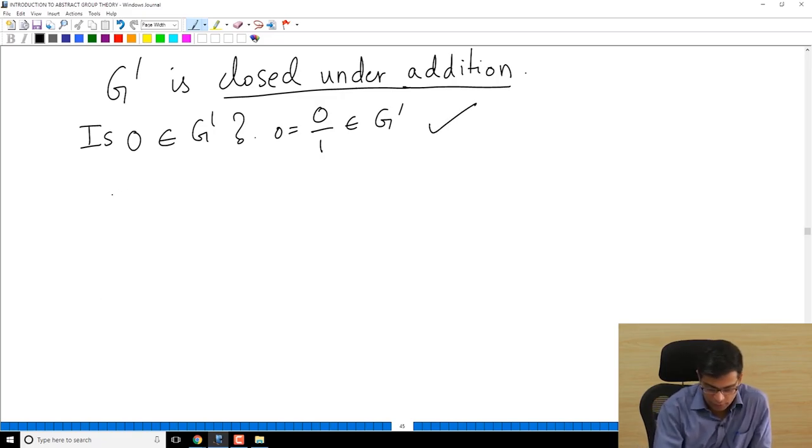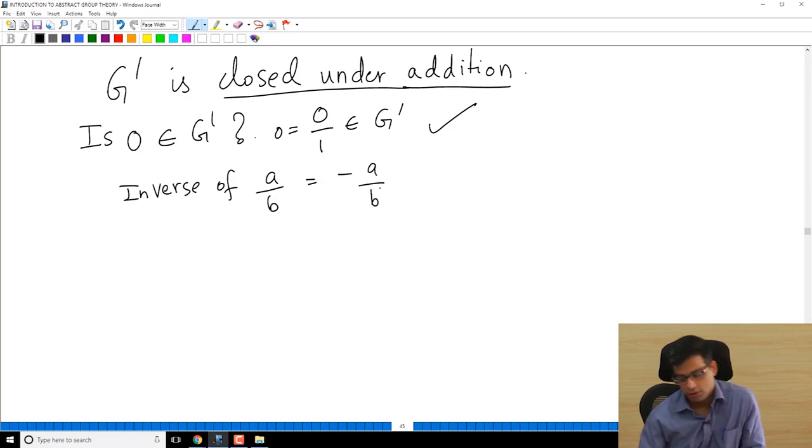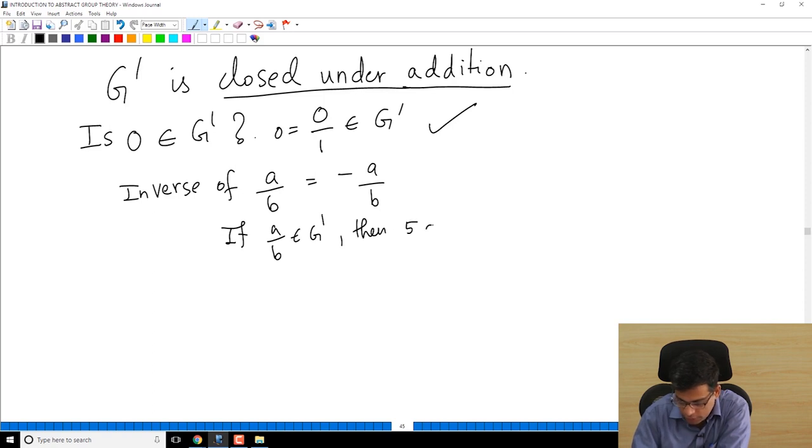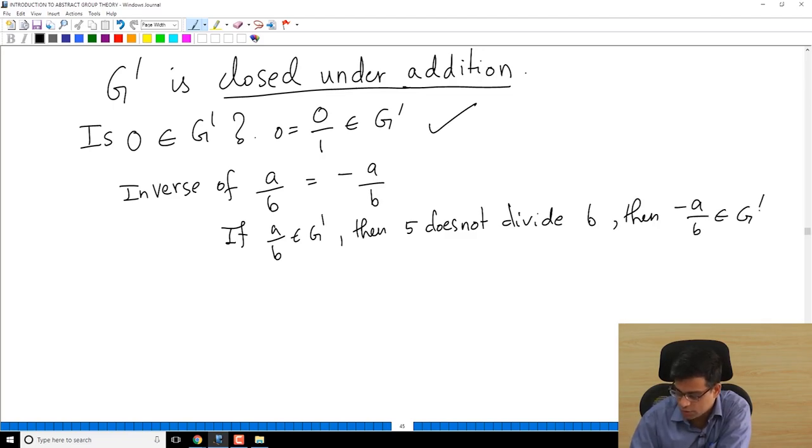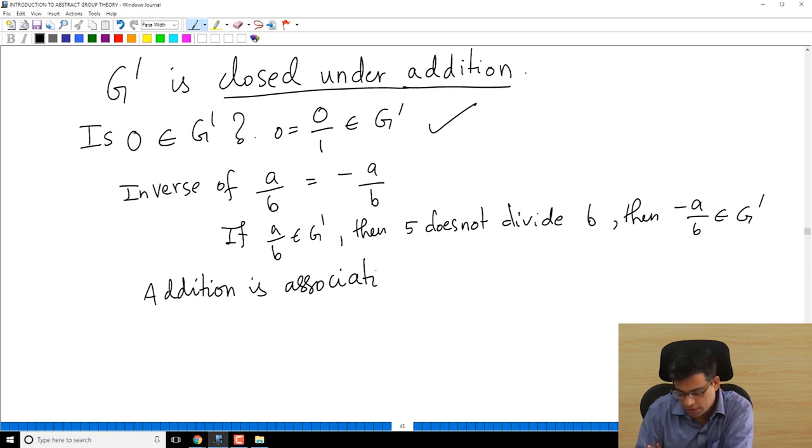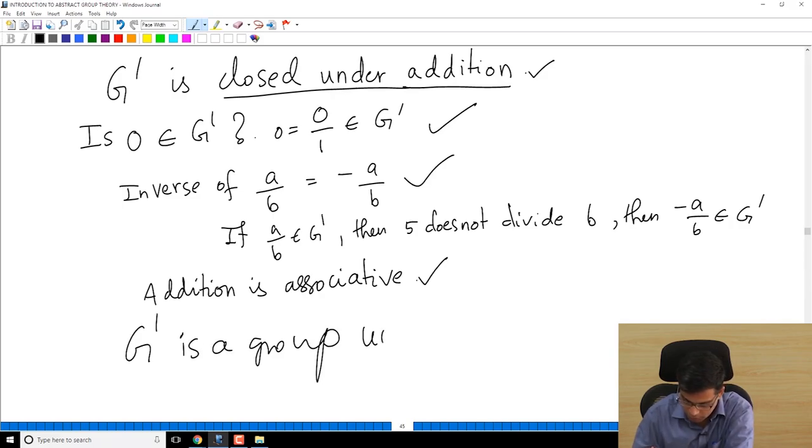This is okay. What is the inverse of A by B? The inverse of A by B is minus A by B. If A by B is in G prime, then 5 does not divide B. Right, that is the definition. It is in the reduced form and 5 does not divide the denominator. So, obviously, minus A by B will also be in G prime, because the denominator is the same, 5 does not divide B. So, inverses exist and addition is certainly associative. That is because addition is associative on the set of rational numbers. So, this is okay. Inverses exist, it is closed under addition, there is an identity. So, G prime is a group, we conclude that G prime is a group under addition.